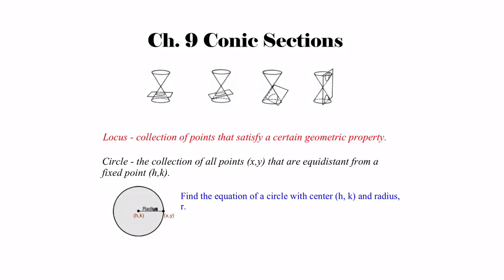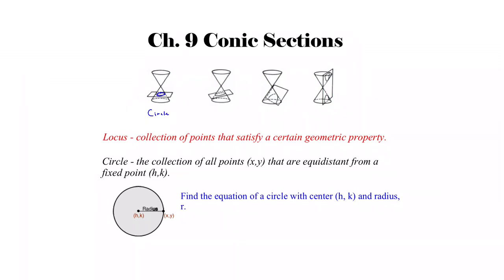Chapter 9, Conic Sections. We're going to look at the four conic sections that are created from a double-napped cone where a plane intersects the cone. So on the first one here, you can see that the cone is crossed through by a plane, and this would represent a circle. So you can kind of see that right there.